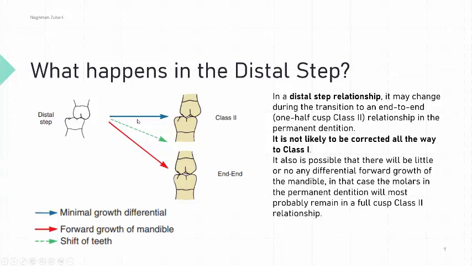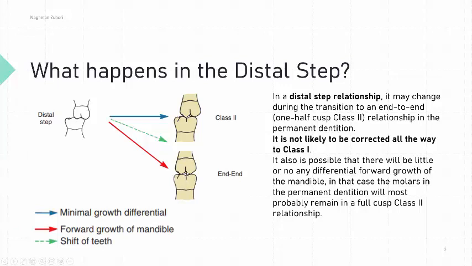Here we can see if there is minimal growth potential, so what is going to happen? They will end up as half cusp class 2, or they will become full cusp class 2, not half, full cusp class 2. And if the mandible is growing, it will become an end-to-end or half cusp class 2. So there is no chance that without any intervention with interceptive orthodontics, it will spontaneously convert into class 1. It will remain like that.